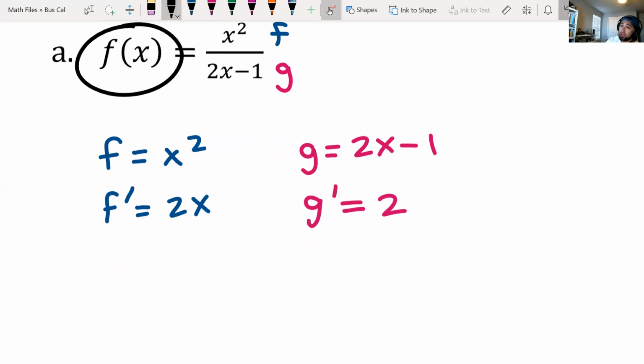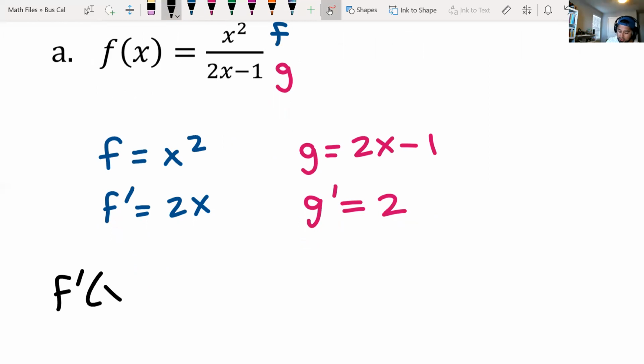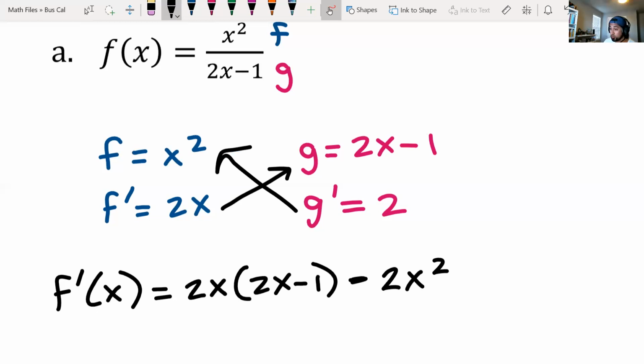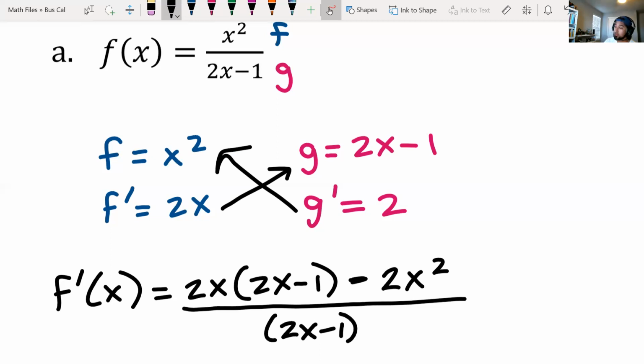Now let's set up for the rule. So we're taking the derivative of f of x. So we'll write the notation f prime of x. And now let's go ahead and follow our quotient rule. f prime times g, 2x times 2x minus 1. This time it's now minus g prime times f, 2 times x squared. And now by the quotient rule formula, you put all of this over the original denominator of 2x minus 1, but this time it will be squared. So that's how the quotient rule works.